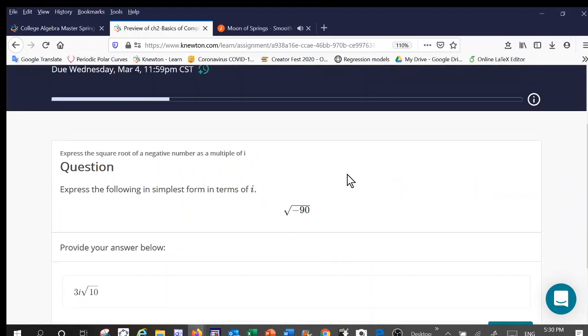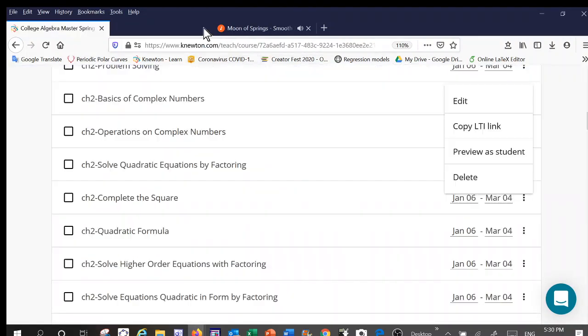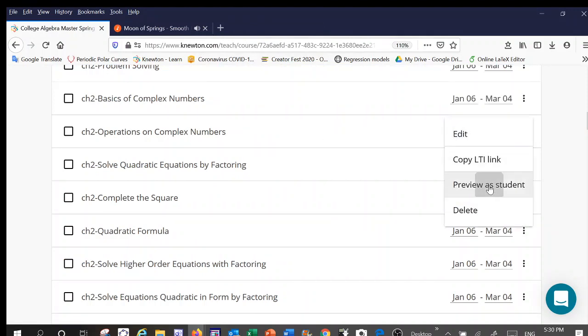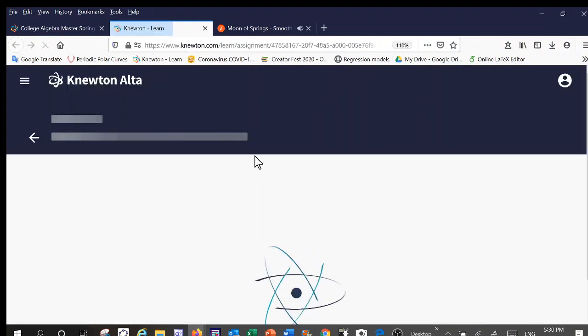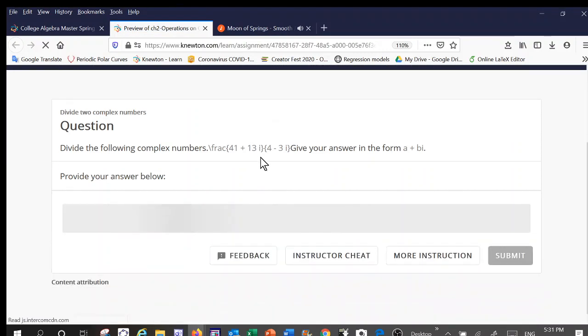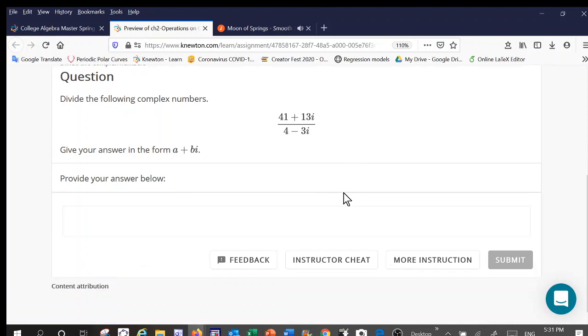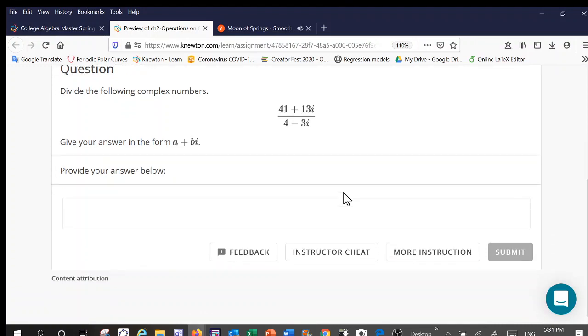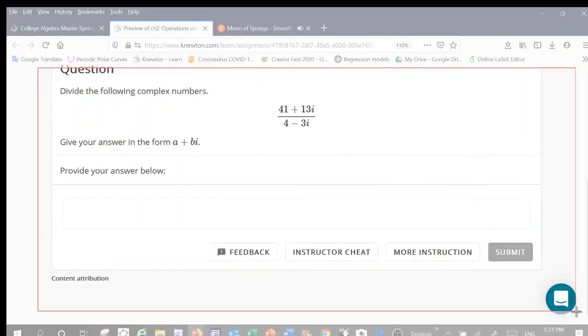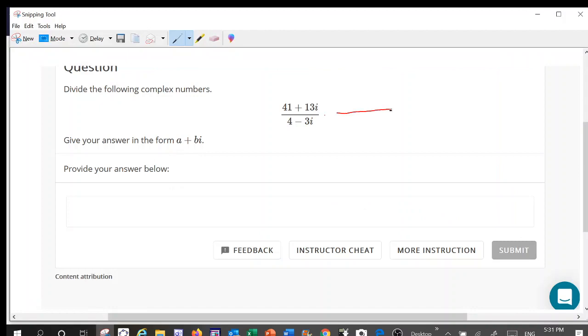All right, so let's go to another section, operations with complex numbers, right here. So it says divide the complex numbers. Well, we know that we can divide. So what do we do? We are going to multiply it by the conjugate, which is 4 plus 3i, right? And then 4 plus 3i.